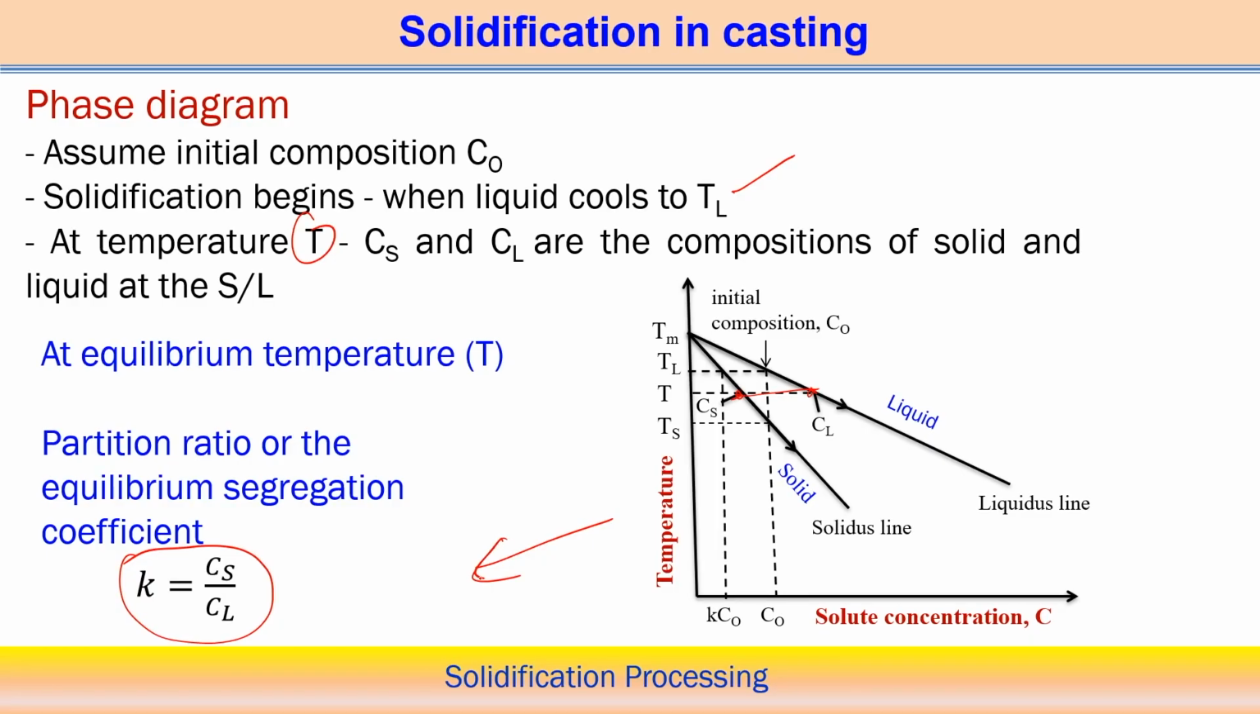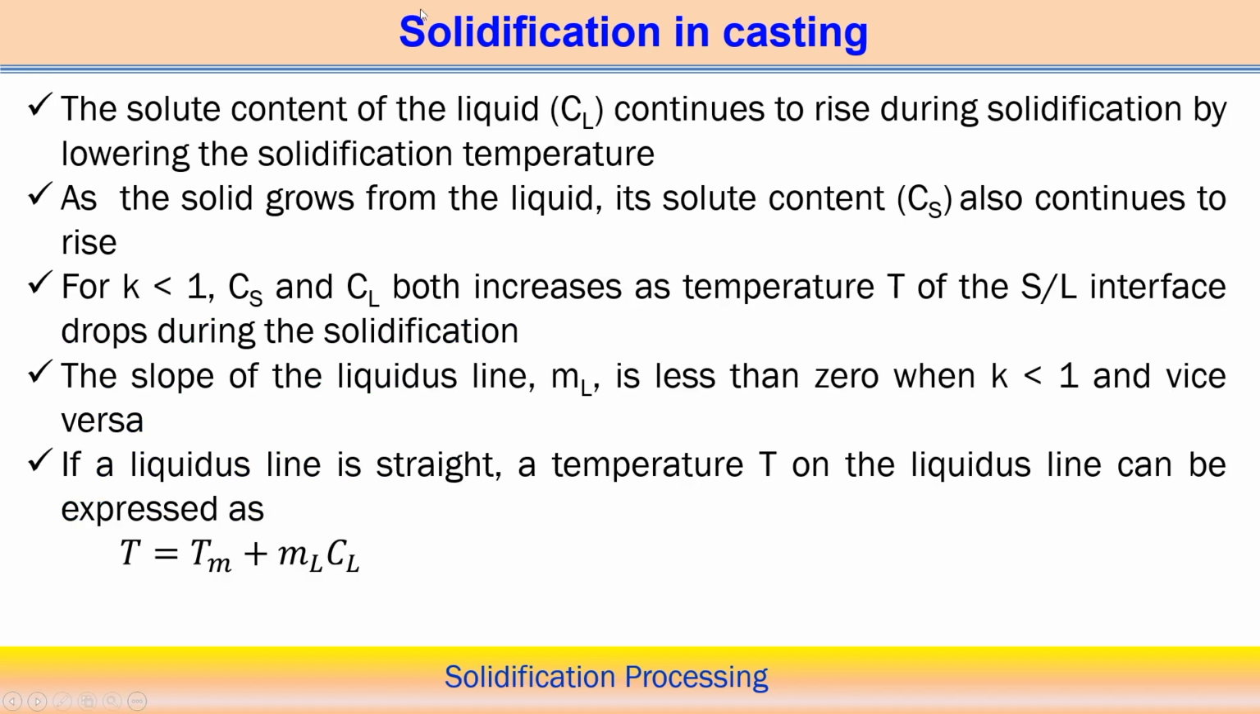So, in this particular sense K should be less than 1. So, all this matters. K we define as the segregation coefficient between these two. The values can vary depending on the alloy system, but usually it is less than 1.